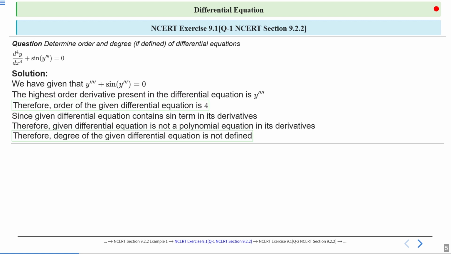Okay. So to define order, we just have to see the highest order derivative present in that differential equation. But to define degree, we have to clearly observe, is it a polynomial equation in its derivative? It means there is no term present in the differential equation involving sine in its derivative, no term involving trigonometric, log, exponential, square root or negative power in derivative. Then it is a polynomial equation in derivative, and then we can define degree of the given differential equation. Clear? Okay.